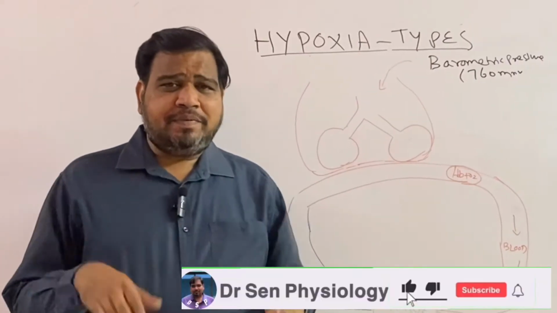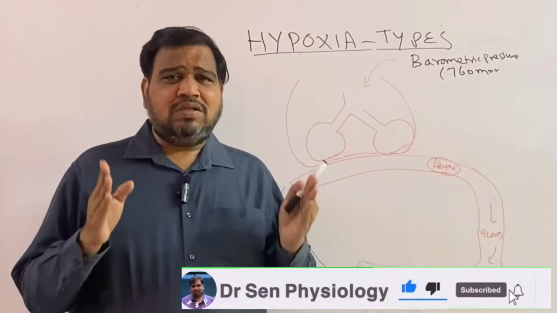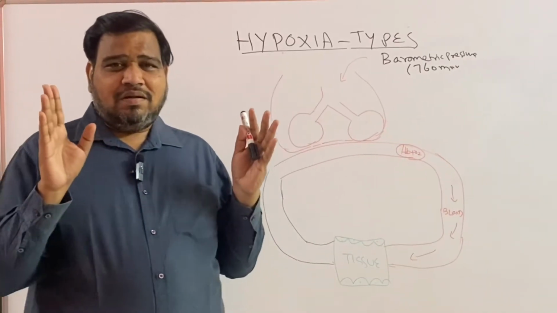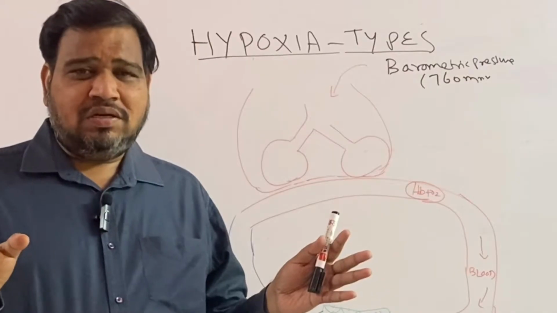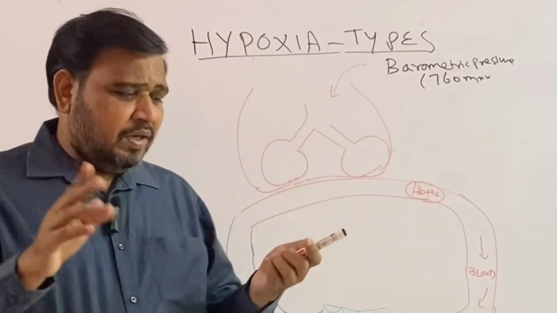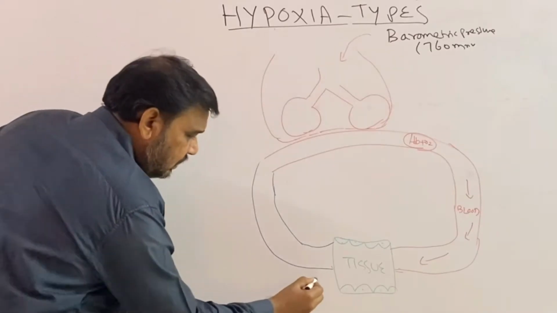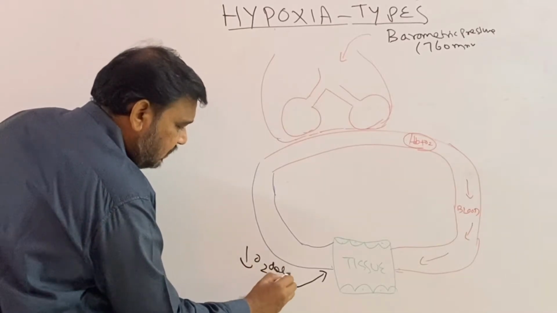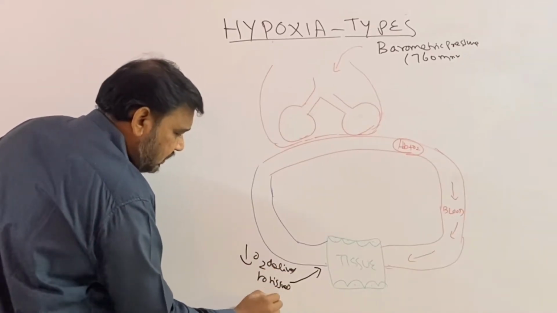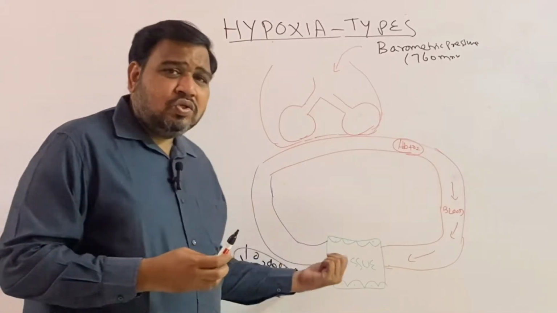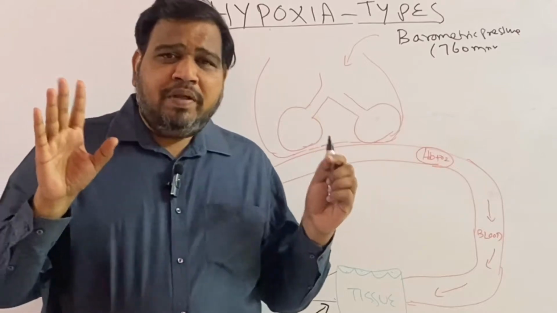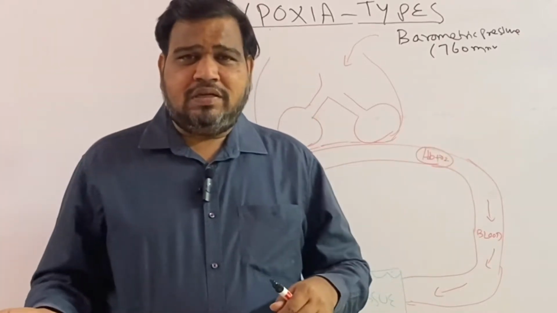So before going into types of hypoxia, first let us define what is hypoxia. Most of us consider hypoxia to mean decreased oxygen or decreased partial pressure of oxygen. Yes, it is one of the causes, but the main thing is, hypoxia is decreased oxygen delivery to tissues. So hypoxia is when the tissues are not getting enough oxygen. That is called hypoxia. Based upon the causes, we are going to divide the types of hypoxia.